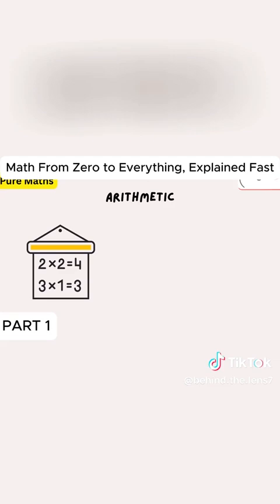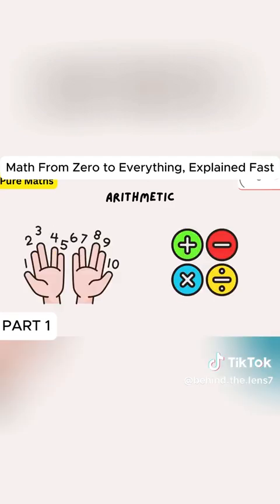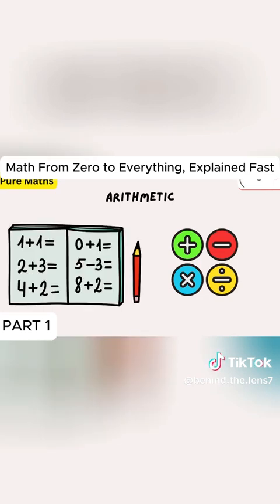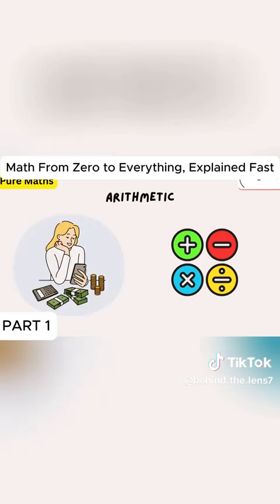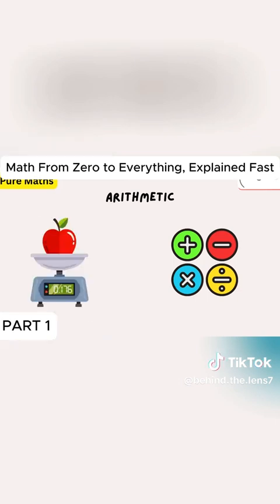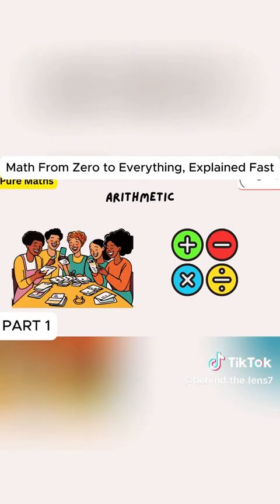Arithmetic. Arithmetic is the simplest and oldest part of math. It's all about numbers and basic operations: addition, subtraction, multiplication, and division. It's the math you use every day when counting money, measuring ingredients, or splitting a bill with friends.